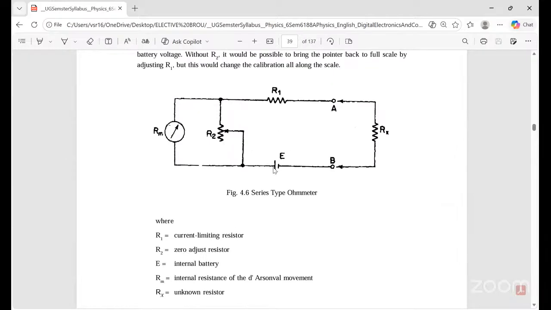R1 is the current limiting resistor. R2 is the zero adjust resistor; you can easily adjust this. E is the internal battery. Rm is the internal resistance of the D'Arsonval movement. And Rx is the unknown resistance.